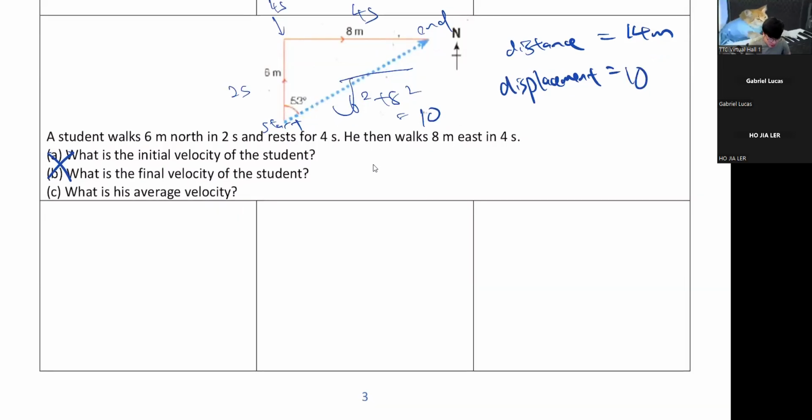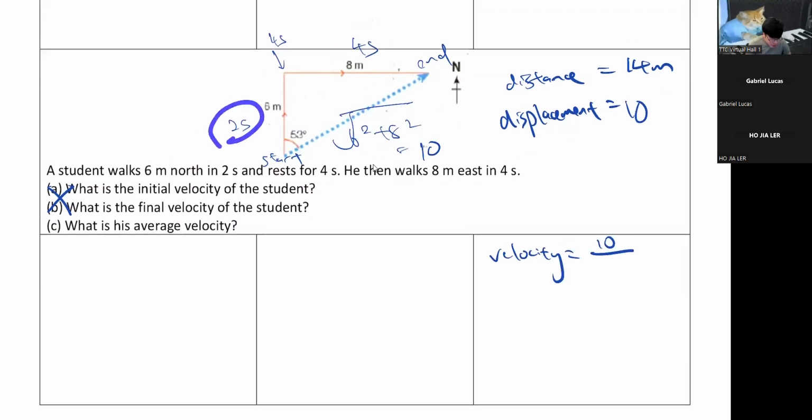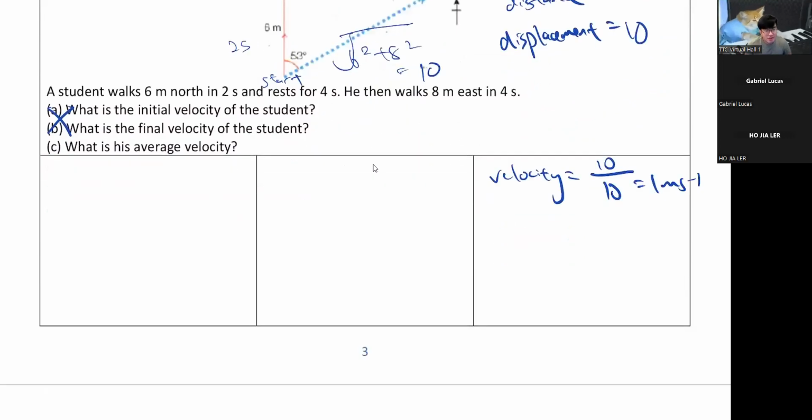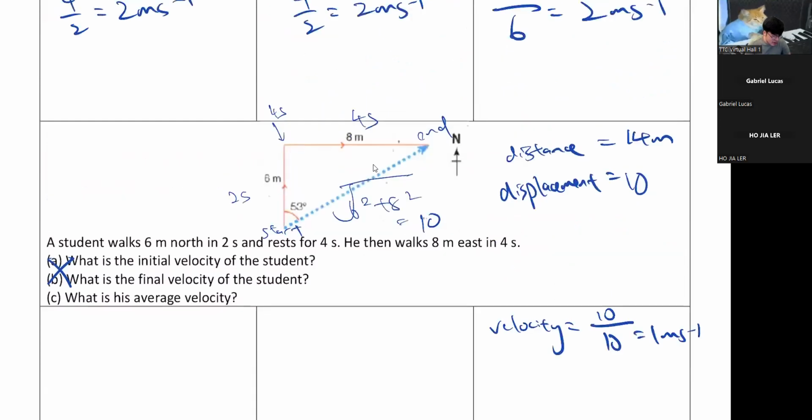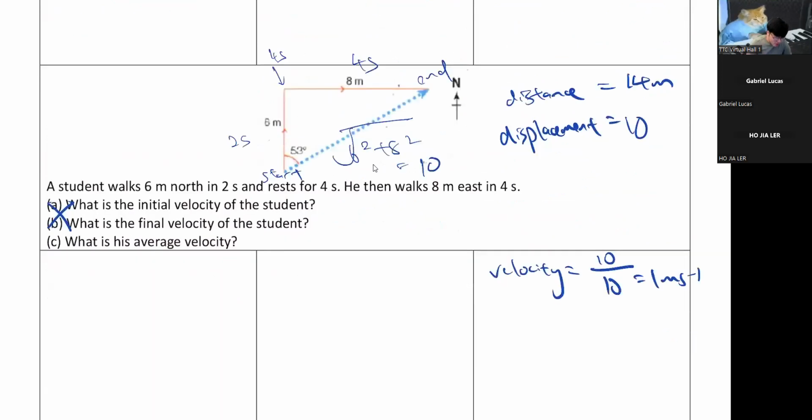Right, so since they want the velocity, okay, velocity is 10 divided by, what's the total time? 2 plus 4 plus 4. That would be 10 seconds. So your velocity would be 1. Right, because we're taking the straight line. So you might say, sir, they are resting here. What? Why should we calculate? We want the total time. We don't care whether they are resting or doing whatever. Right? We just take the total time.